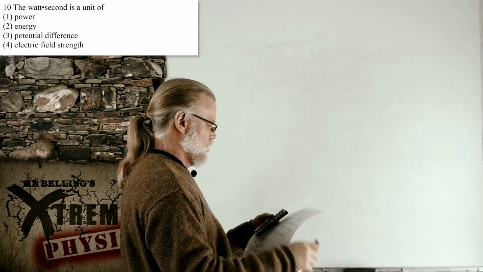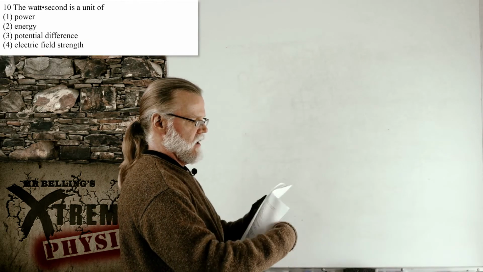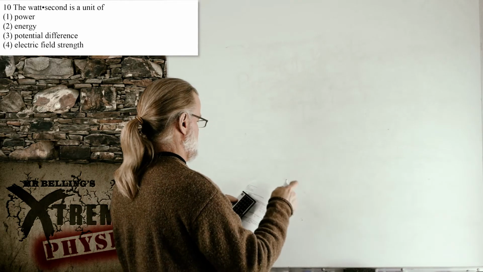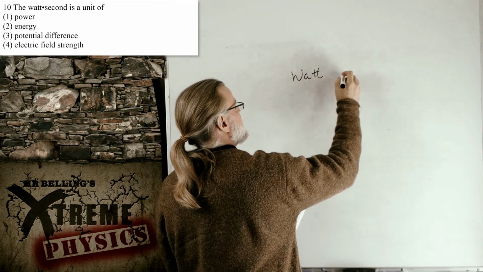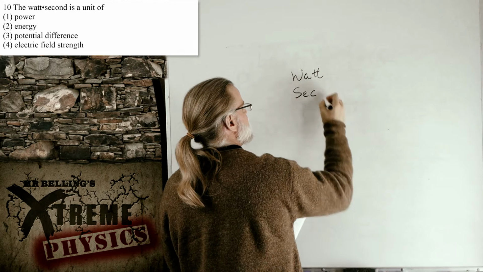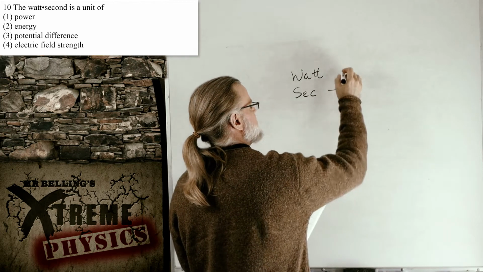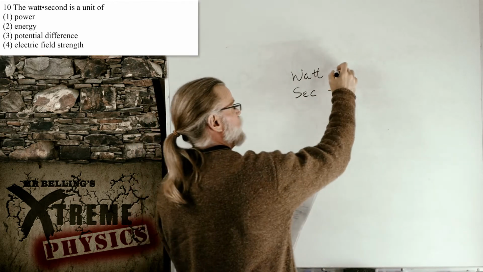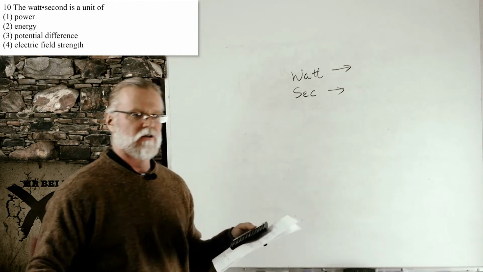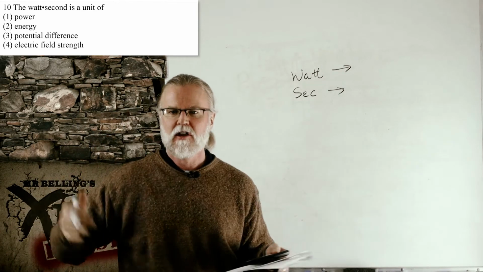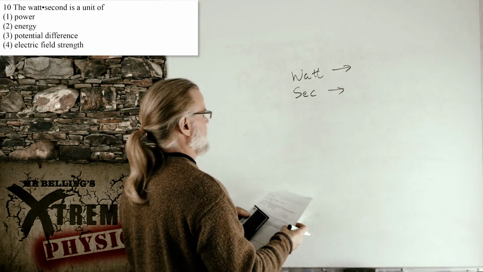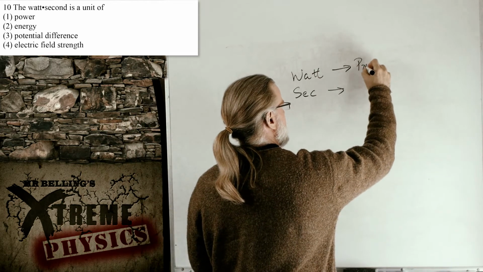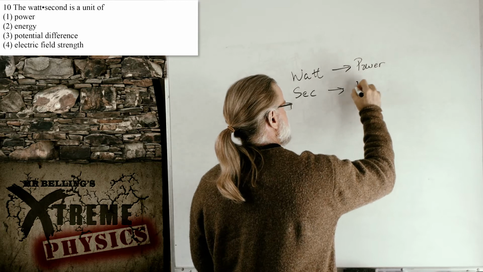All right, a watt second. A watt second is a unit of what? So we have a watt and we have a second. Second is a measurement of time, and if you didn't remember what a watt was a measurement of, you could look earlier in the test, where they said the power of something was in watts. So this is power and this is time.